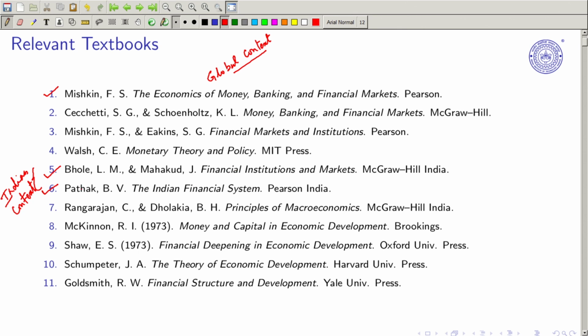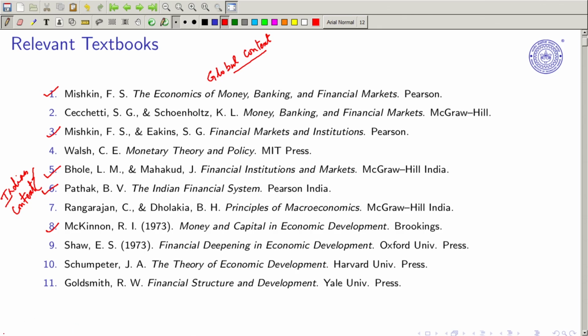Then if you want to read Principles of Macroeconomics by Rangarajan and Dholakia, you can also read this. Some of the important papers, like McKinnon, talked about the role of banking. Then again, one more book by Mishkin, Financial Markets and Institutions, is also very popular. The rest of the books are only for reference, but if you are an Indian reader, then you can read this. If you want to understand in the context of the global economy, then the Mishkin book is a good reference, and the rest of the books or papers are only for reference purposes.